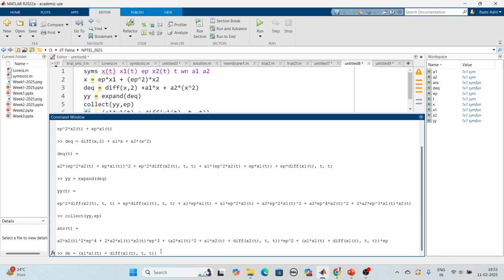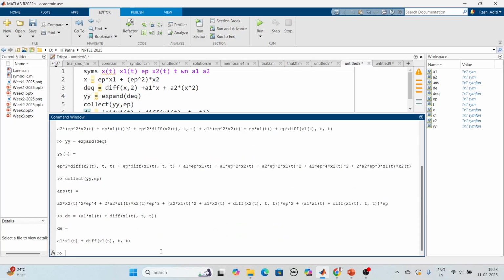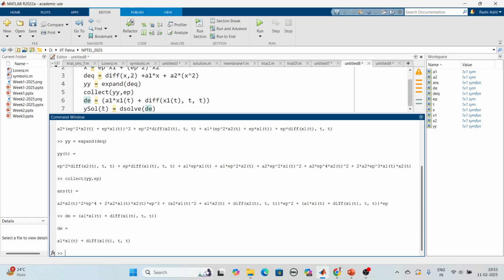If you remember, when we did analytically, we used to get something like x1 into omega naught square and into x. So our omega naught square is nothing but under root of a1 over here, which is the natural frequency. So I'll define the dE like this. Now I know the differential equation and I want to find the solution. I can solve it analytically on pen and paper, but I wanted MATLAB to solve it. So I'll use this command ysol(t), which is dsolve of dE.